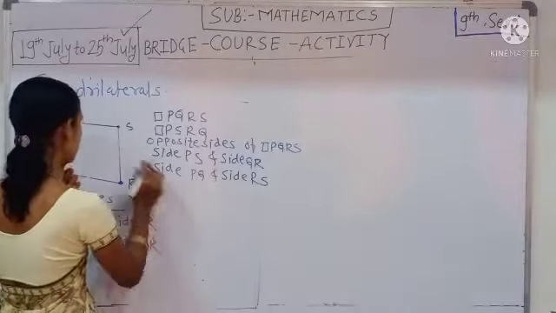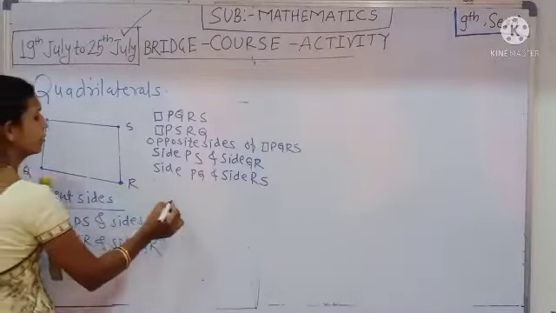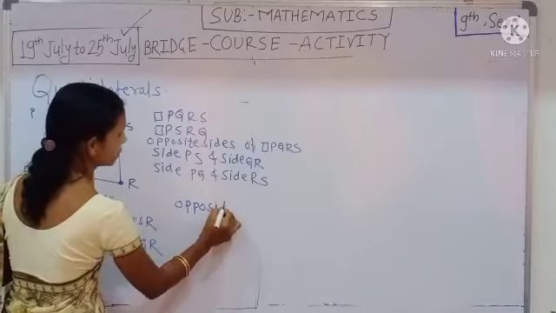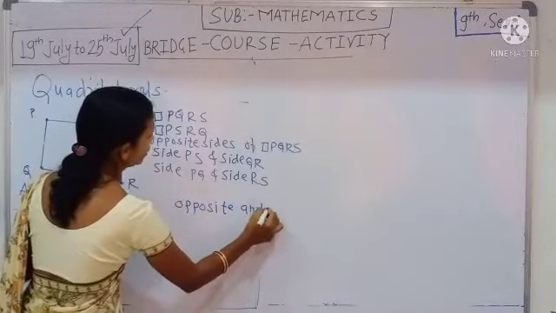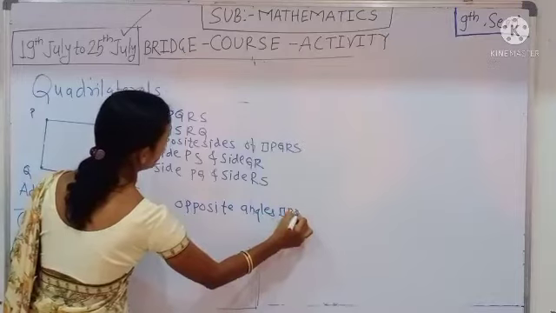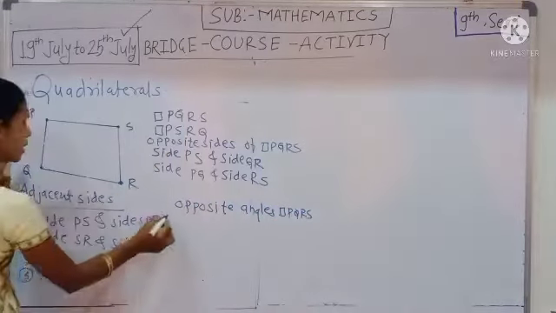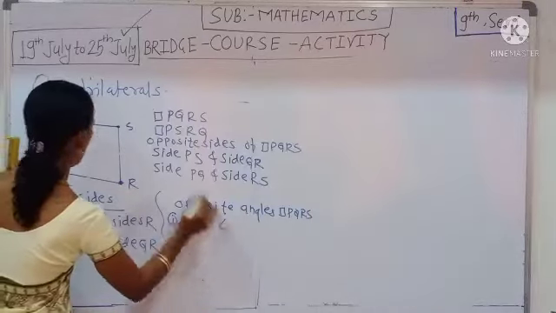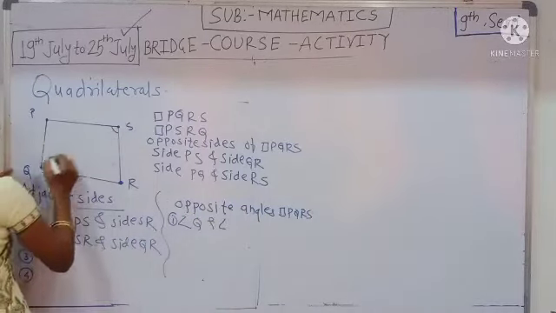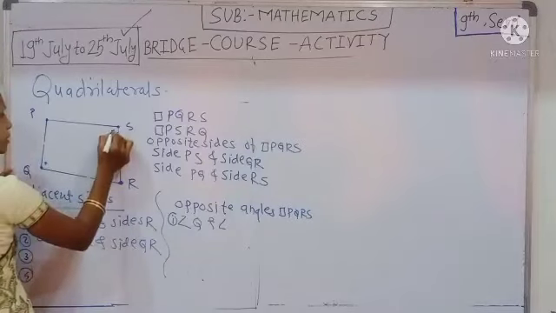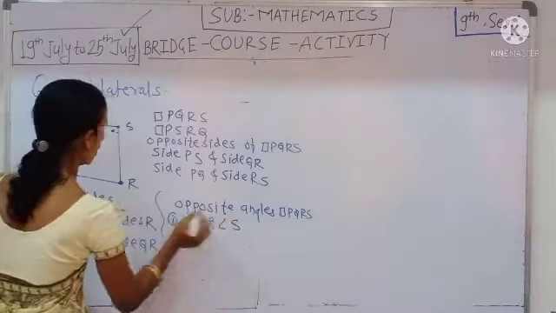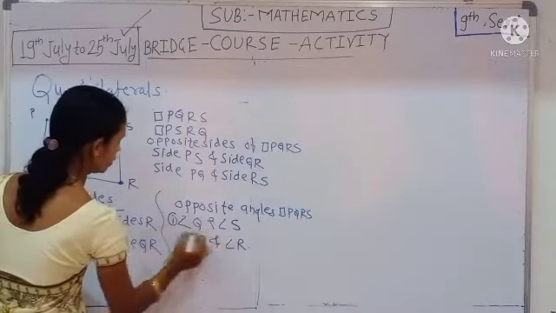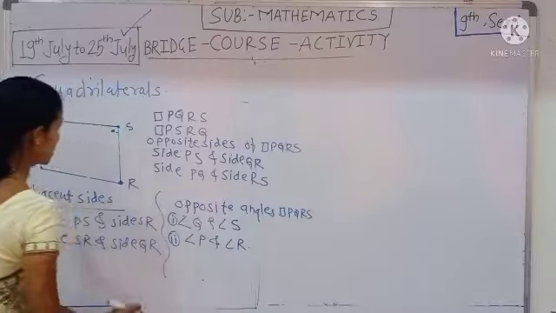Then there are four angles, and out of that, the opposite angle pairs of quadrilateral PQRS: angle Q and angle S are the opposite angle pairs, as well as angle P and angle R are also opposite angle pairs.